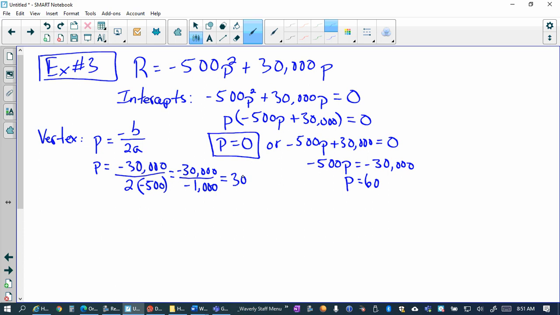But we need the revenue that goes with the price of 30 to get the coordinates of that vertex, right? So how do we find that? Negative 500 times 30 squared plus 30,000 times 30. Go ahead and push your buttons.